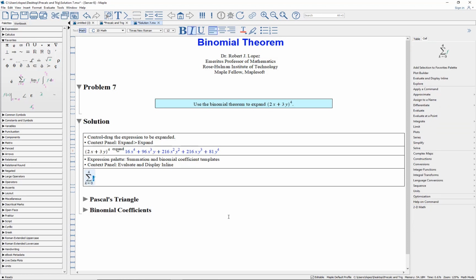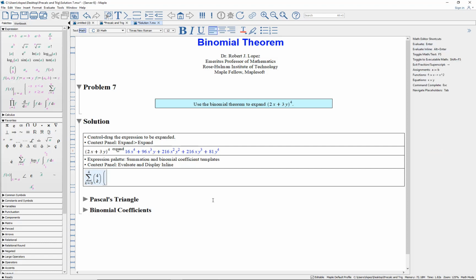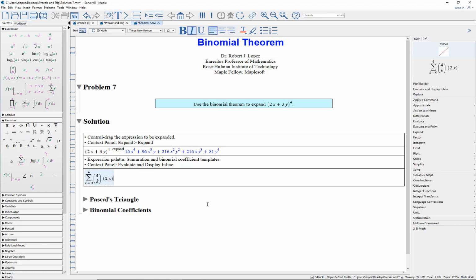And what goes in there? Well, you need a binomial coefficient. Binomial coefficients are up here in the expression palette, right there. So it's 4 choose k, and then a right arrow to come out, then a space for multiply. Then you need a parenthesis because you're going to put in 2x. Now you can raise that to the k.